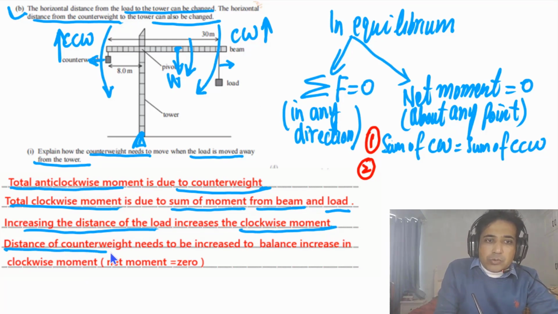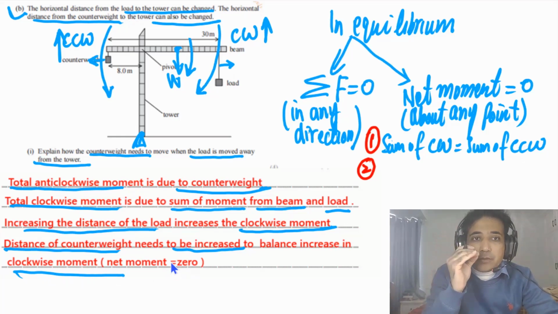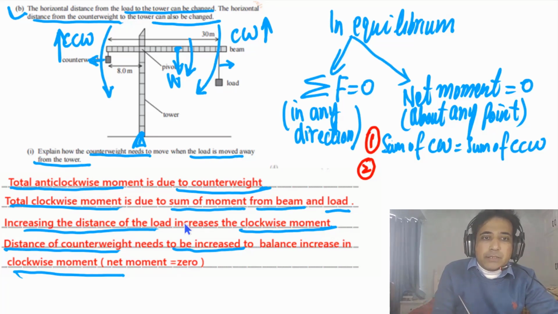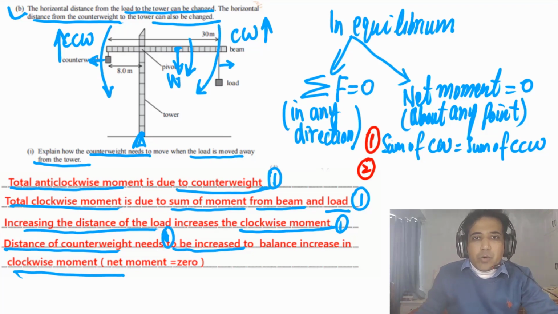So the distance of the counterweight needs to be increased to balance the increase in clockwise moment, because net moment has to be 0 for this system to be in equilibrium. So this is how we can answer, and if you write down these points, you will get 4 marks. Here 1 mark for this one, the second mark for this, the third mark you will get for this point, and here you will get the 4th mark. This is how marks will be awarded.